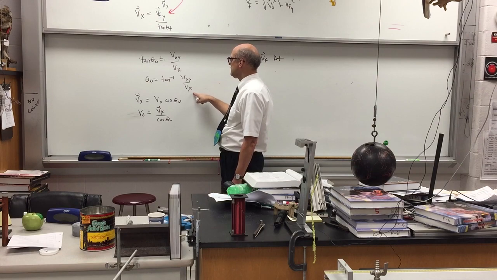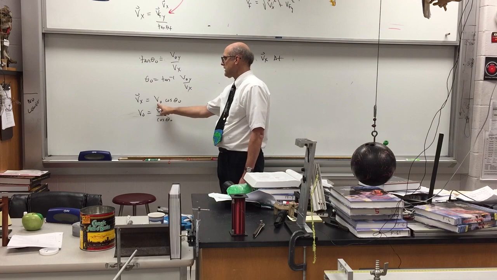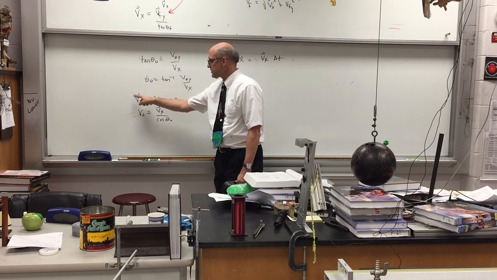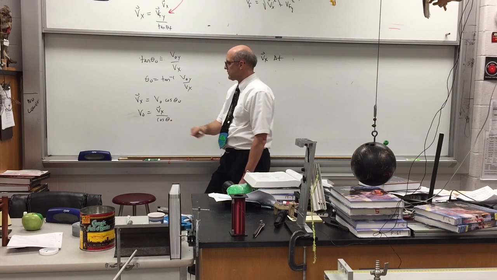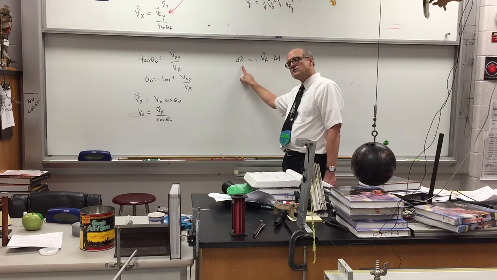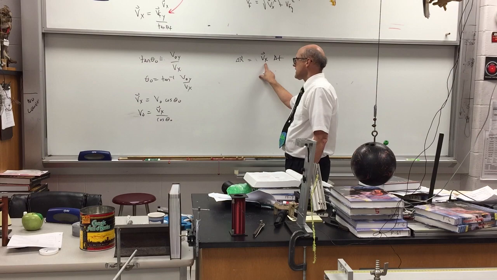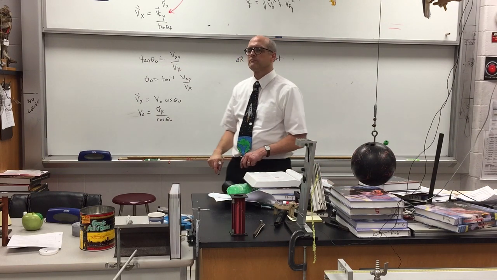Now that we know theta original, we can find the original speed using the trigonometric function that Vx equals VO cosine theta, so cosine theta is equal to Vx over VO. So VO is Vx over the cosine of theta. That will give us the original speed. And the horizontal displacement we can find using Vx times delta t. So that's the problem solved.